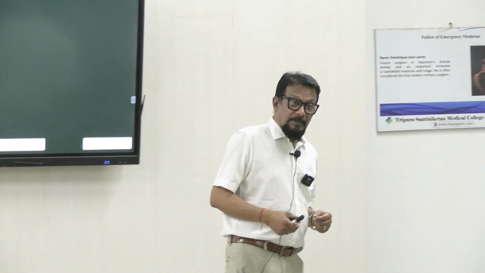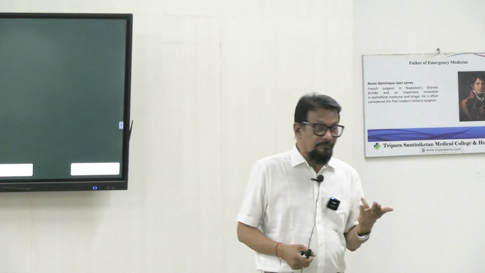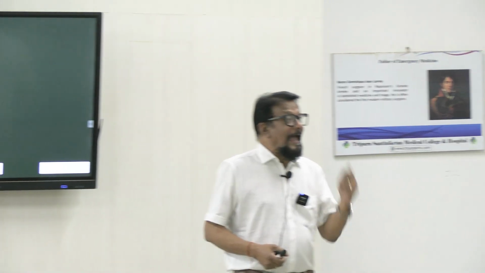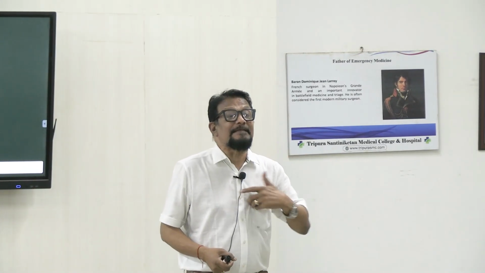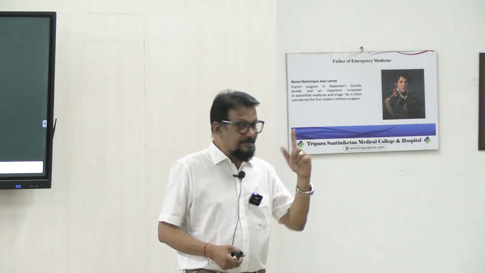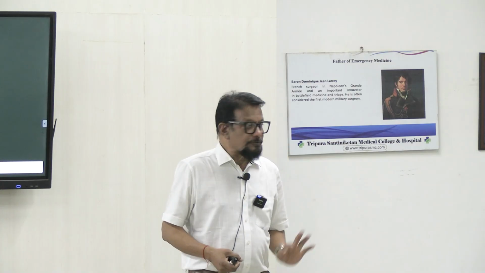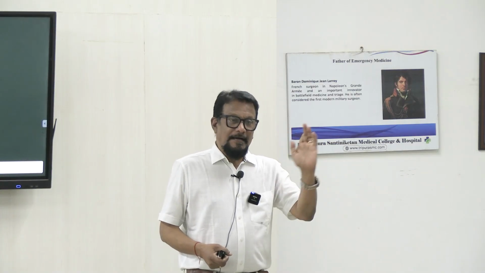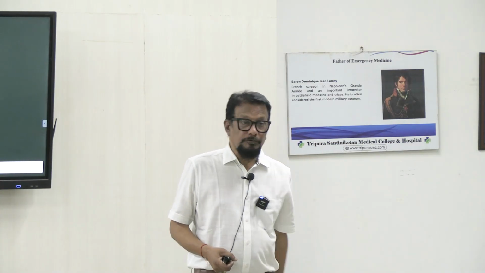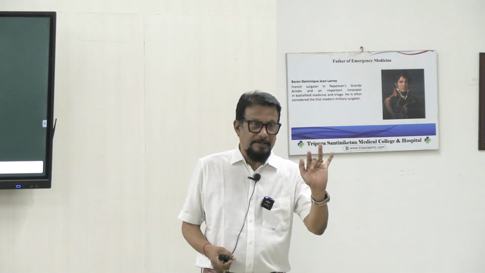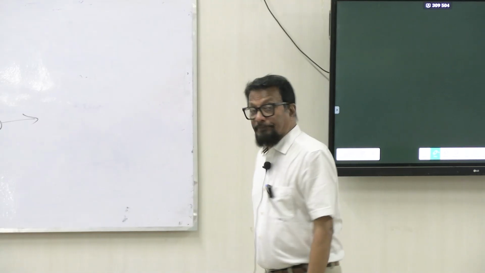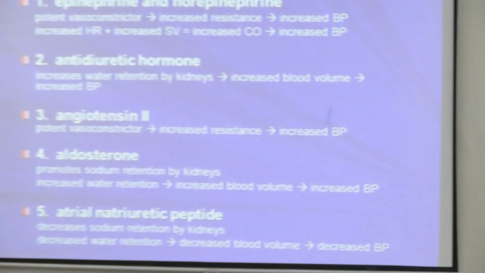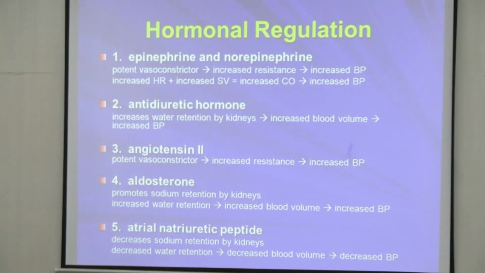So in hyperthyroidism, there will be increased secretion of thyroxine, and this thyroxine can increase the heart rate. If heart rate is increased, blood pressure will be increased. So they can increase the heart rate as well as blood flow to the organs. So epinephrine and norepinephrine can increase the blood pressure.